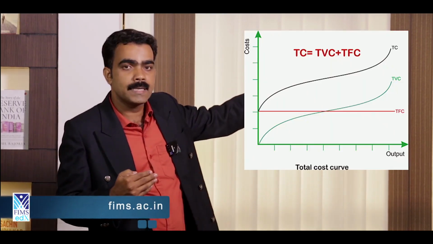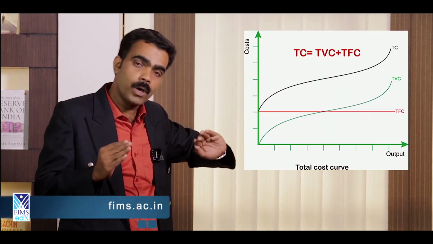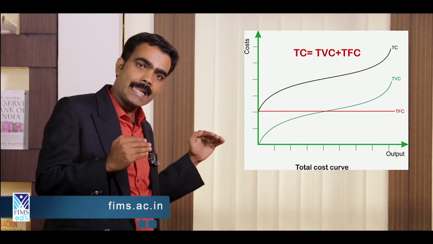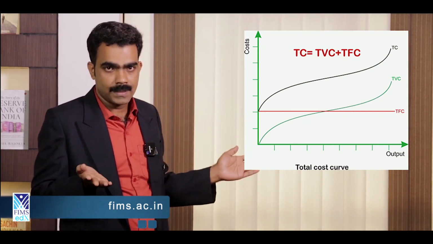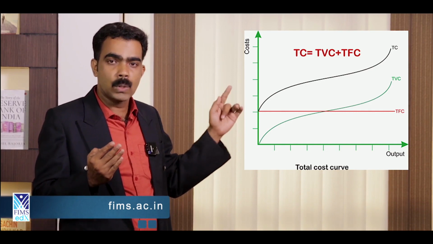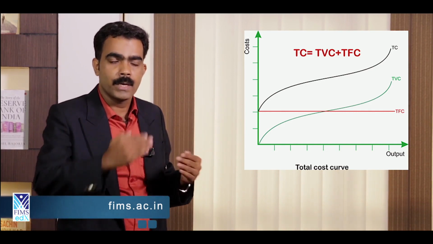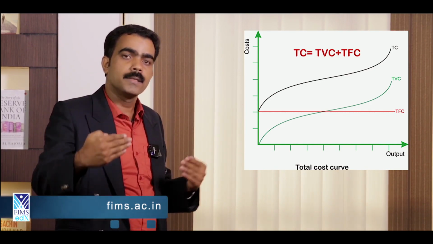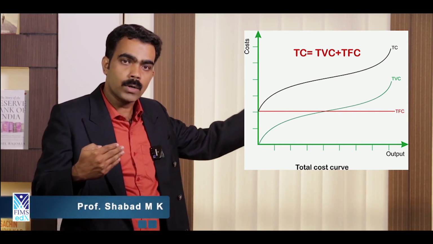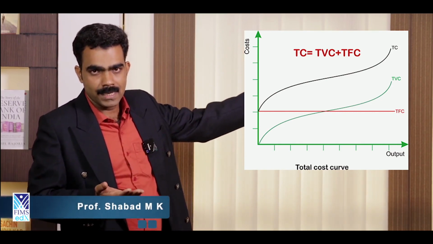The next analysis is about the cost and output relationship. How can we explain the cost and output relationship? See here, as I told you earlier, the straight line curve indicates fixed cost. Whatever you produce in the organization, we get a straight line for fixed cost. Total cost and variable cost are positive, which means when we increase the output, the variable cost and total cost keep on increasing.